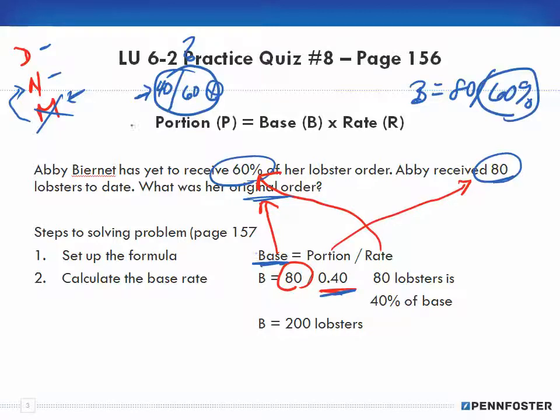But as I sit here and look at the problem, I'm going, she has yet to receive 60%. A little bit of common logic says, okay, if I have something, and that's why I drew the circle, and I have not received 60%, that means 40% I have received. And what did I just do? I modified that information to get the 40%. Now, Abby received 80 lobsters. And notice that this 80 lobsters is a hard number, a whole number. But notice that we're talking 60% and 40%.